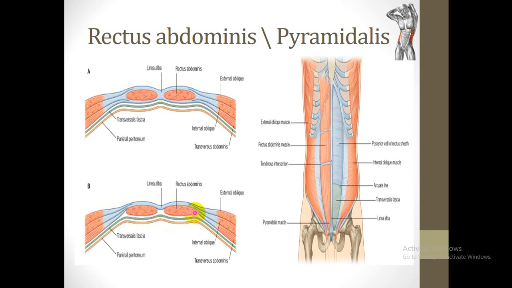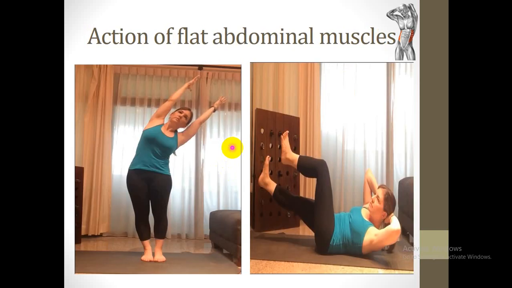So there is no aponeurosis covering the rectus abdominis muscle. In summary, three quarters will be covered from the anterior and posterior part by the rectus sheath. But this lower quarter, the last quarter, will be covered by the aponeurosis only from the anterior; from the posterior, the muscle will be in direct contact with the transversalis fascia.